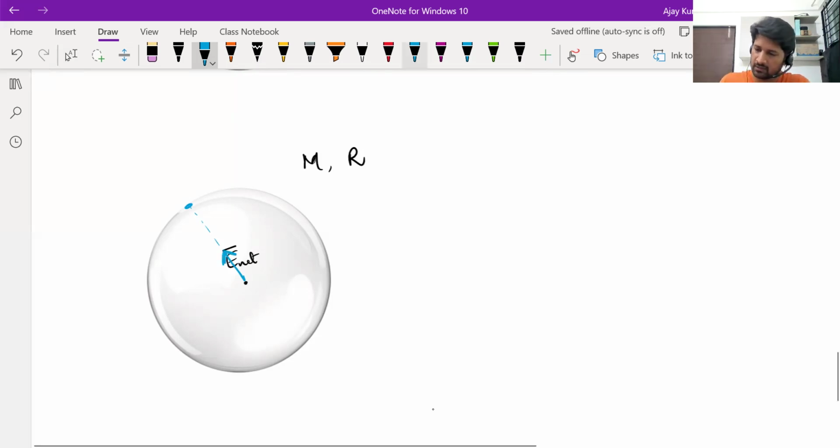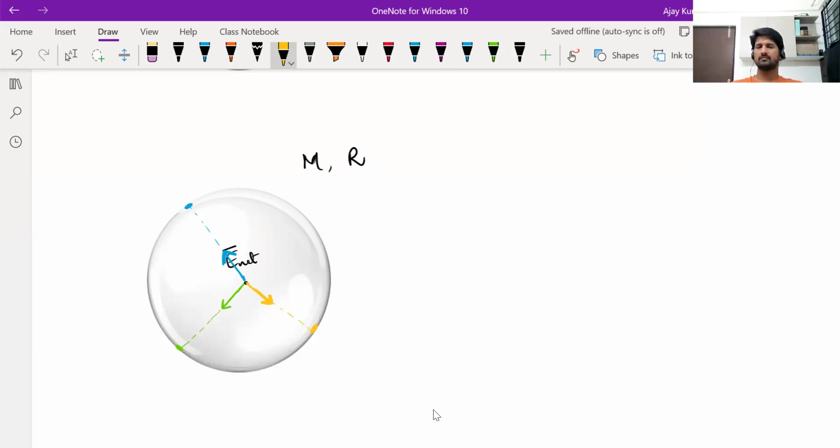You consider another particle somewhere here. This particle will be creating a gravitational field towards itself. Every particle on the surface will be creating a small gravitational field towards itself. And you know that fields are vector quantities. So can any of you tell me what will be the resultant of all these vectors at the center, exactly at the center?